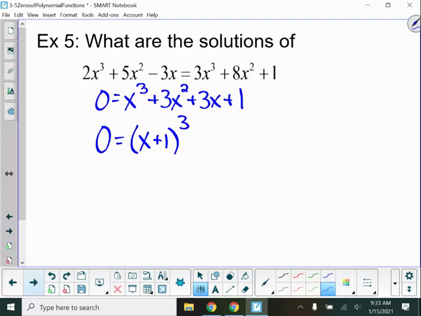It's not always going to work out all nice and neat. Sometimes you will have to actually go through and do your synthetic division to find one of the solutions here. So this is the factorization here. And whenever I solve this, set it equal to 0, I get x equals -1.